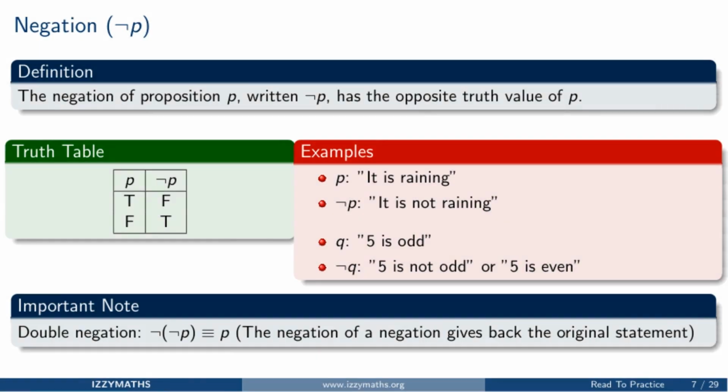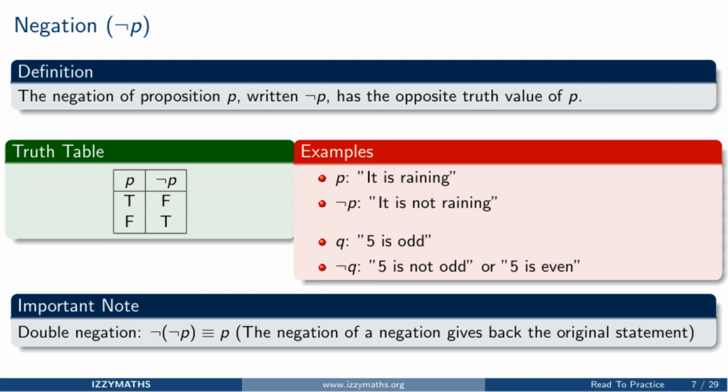Let's start with negation. The negation of proposition P, written as not P, has the opposite truth value of P. The truth table shows this clearly. When P is T, not P is F, and when P is F, not P is T. Let's see some examples. If P is it is raining, then not P is it is not raining. If Q is 5 is odd, then not Q is 5 is not odd, or equivalently, 5 is even.